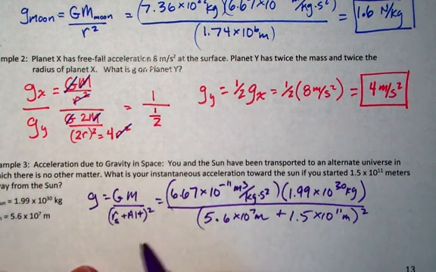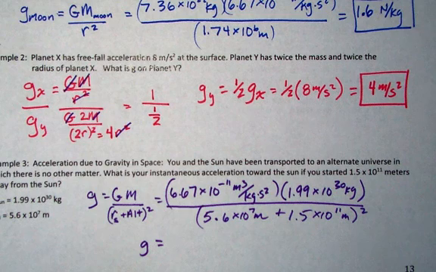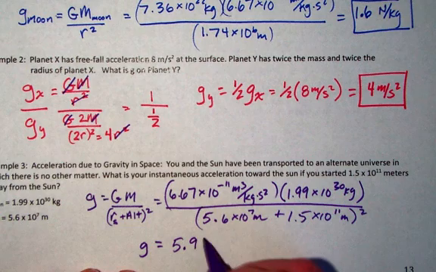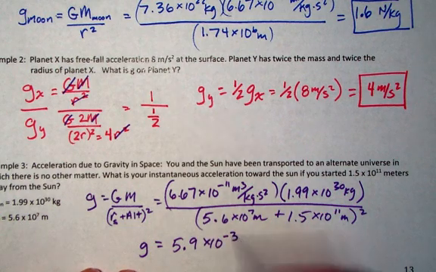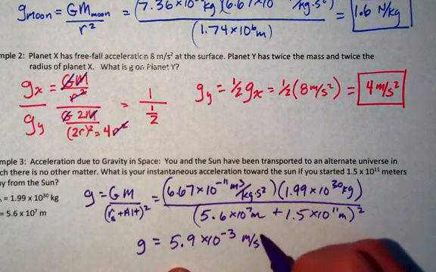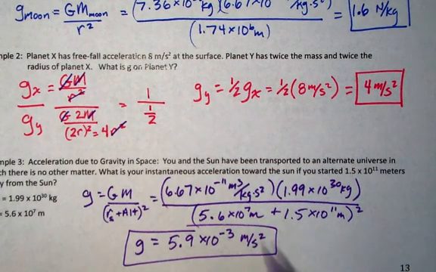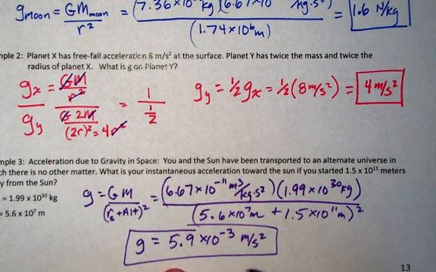And if you plug that in and type everything in perfectly, then you should end up with 5.9 times 10 to the negative third meters per second squared. Now for this particular problem, you might want to be careful, because I found a lot of people, when they plugged this in, were getting 0.0006. So you might want to consider changing your calculator into scientific mode so that you can get a more accurate answer.